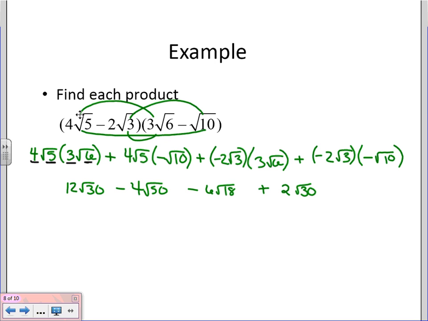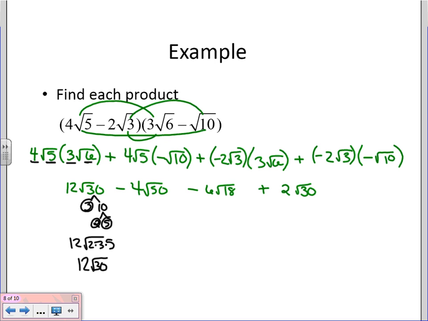Okay, and then from here, we've got to do our little factor trees. 3 and 10, 2 and 5. We've got 12 square root 2 times 3 times 5. There's no pairs here, so it's 12 square root 30.